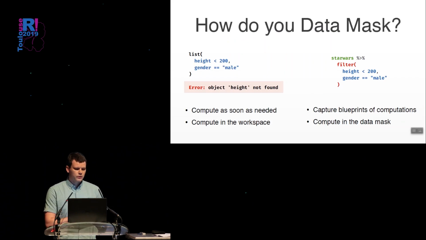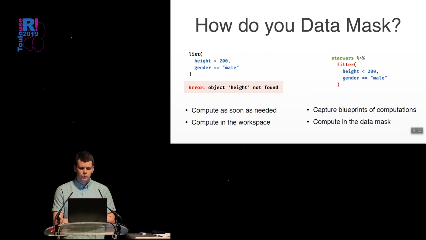To understand why that's the case, we need to look a bit into how data masking works. On the left, we have a normal function like list. If you try to refer to data frame columns in there, it cannot find them because they are not defined in the workspace. The arguments that you pass to normal functions are computed as soon as needed, and they are computed in the workspace, not in the data frame. How data masking functions work is that they capture blueprints of your arguments, of the computations. They don't ask for the results right away. And then we transport this and compute it in a data mask.